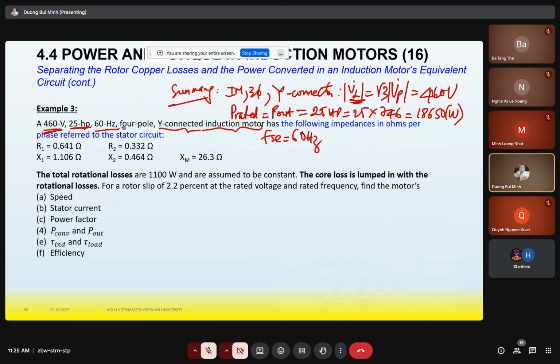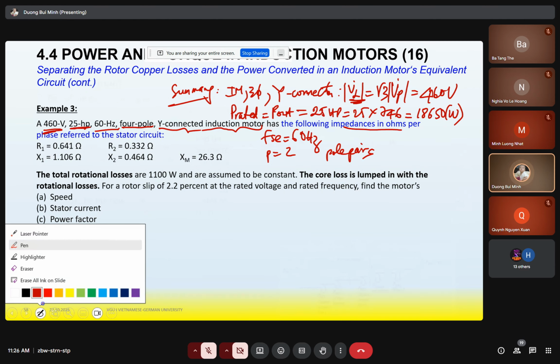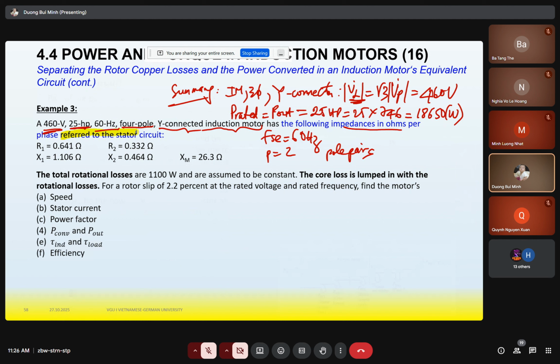Okay, how many poles? 4 poles. So that means pole pair is 2. Pole pairs. Yes. Hence, the following impedances in ohms per phase referred to the stator circuit. You know, they already refer to the stator circuit for us. Okay, so that means we have R2, X2. You know, yeah, this one means the rotor resistance and the rotor reactance referred to the stator circuit already.